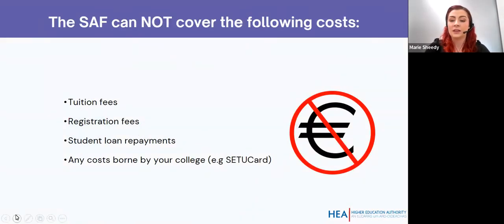It's important to mention that the SAF cannot be used for the following costs. So it can't be used for tuition fees, registration fees or student contribution, student loan repayments, or costs borne by your college, which is your student card. And I believe that this was €15 this year. So you cannot use the SAF for those expenses. You can use it for your day-to-day living expenses, and that's really, really important.